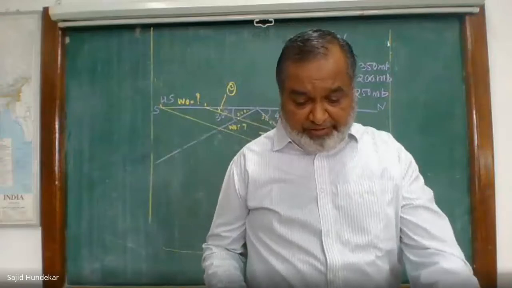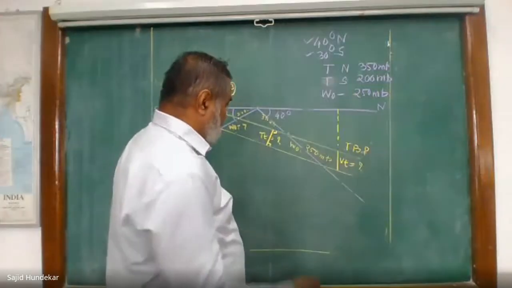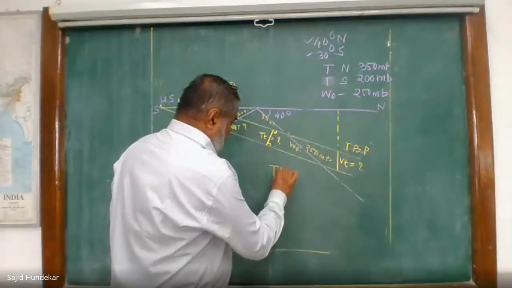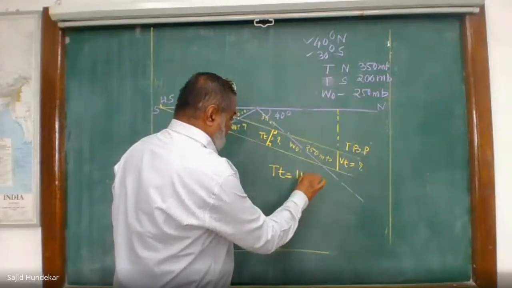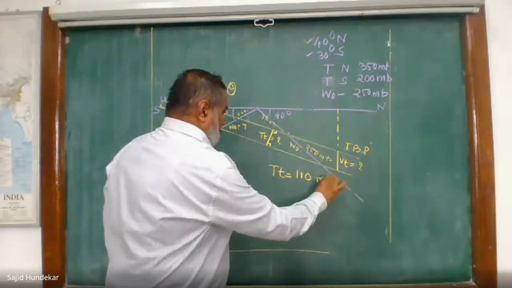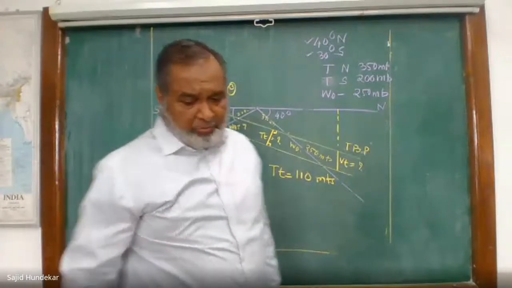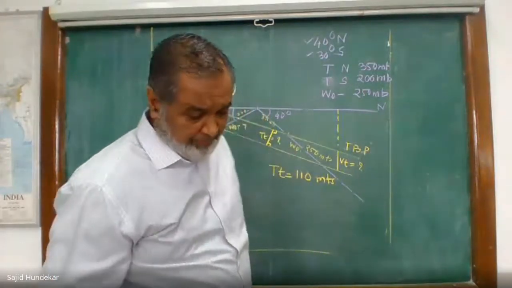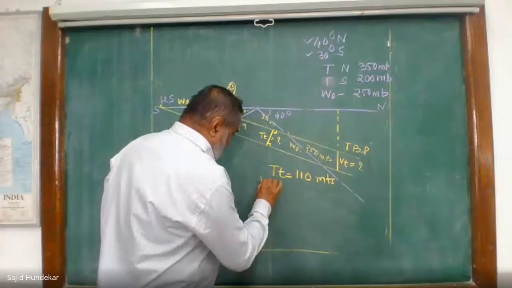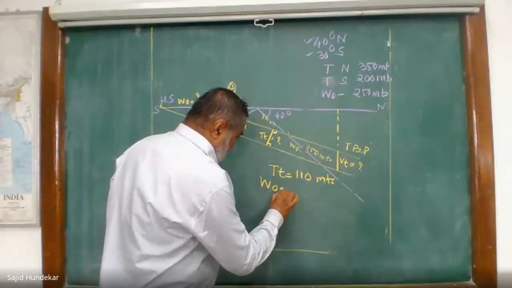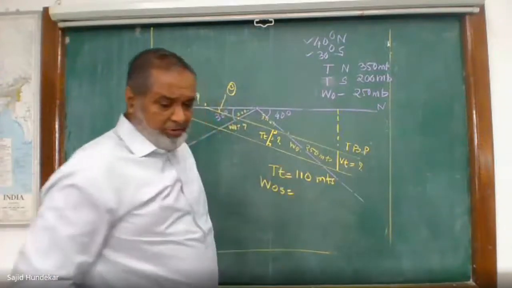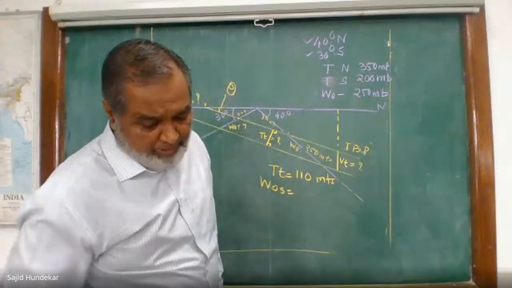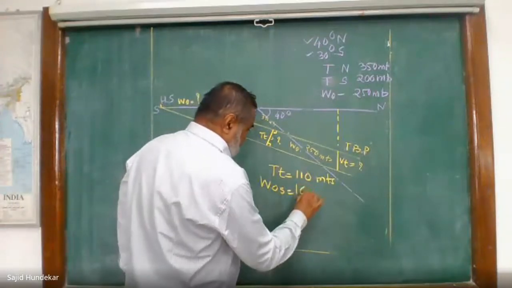Problem number 4, who has finished? I'll write the answers. Write down and you can check it out later on. True thickness, you have to get 110 meters. Width of outcrop on the given slope on the horizontal surface. Width of outcrop on horizontal surface should be 160 meters.